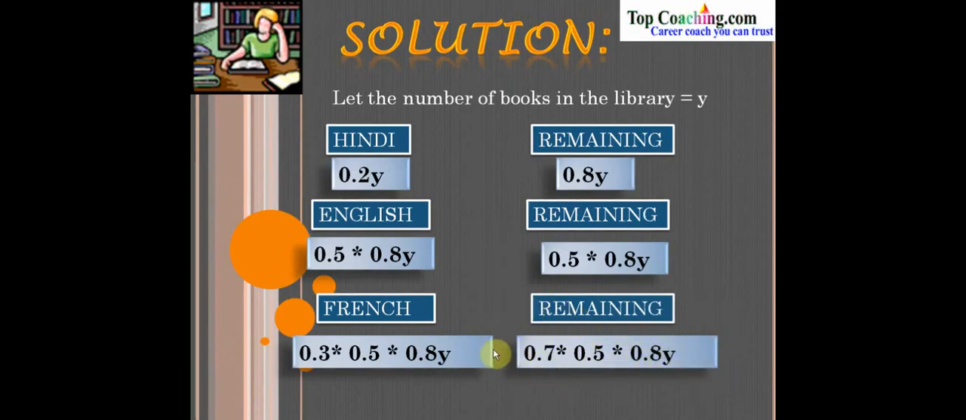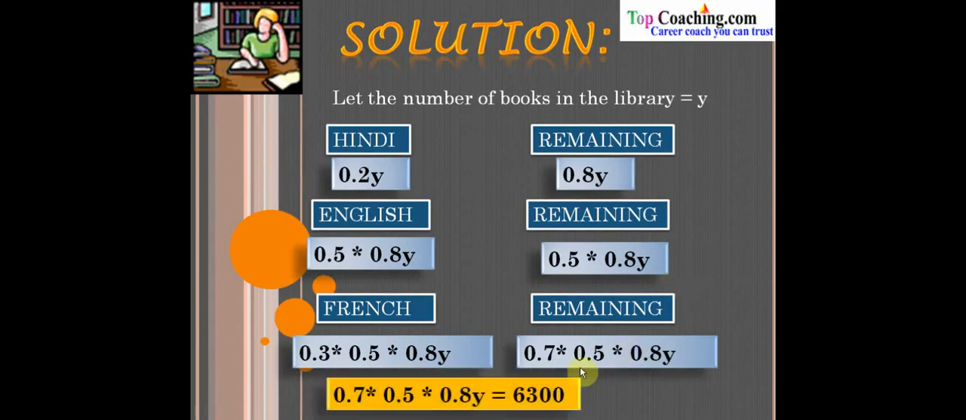So the books which are finally remaining are 0.7 into 0.5 into 0.85, but these are equal to 6,300 in number because these are the books which are in regional languages, and so we equate 0.7 into 0.5 into 0.85 with 6,300. And finally, through this equation we get the value of y equal to 22,500. So the total number of books in the library comes out to be equal to 22,500.